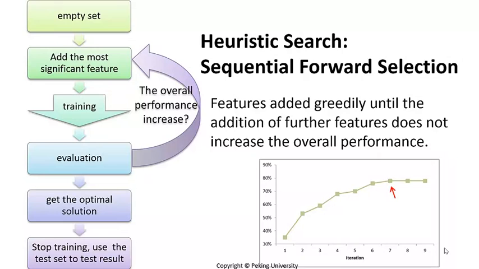However, given n features to select from, forward search only needs to try at most n combinations. This will take much less computation, making forward search suitable for initial feature sets that are relatively large.